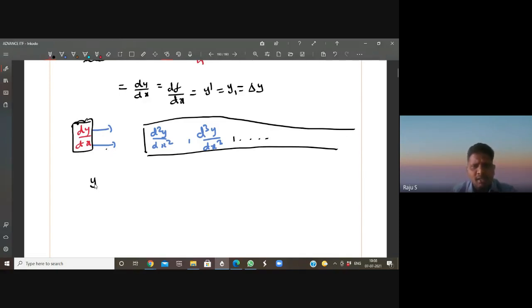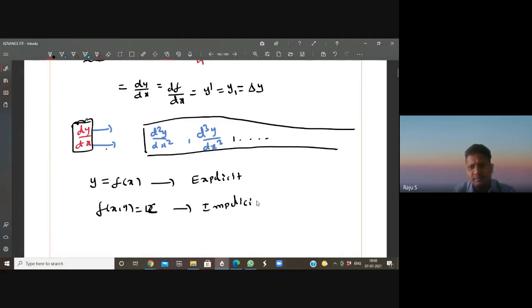A given function may be y is equal to f of x, which is called an explicit function. And if f of x comma y is equal to 0 or some constant c, we already discussed that this is an implicit function. We already discussed all these things in NCERT. Examples of explicit functions: y is equal to x square, y is equal to sin x, y is equal to e power x, y is equal to log x. These are all explicit functions.